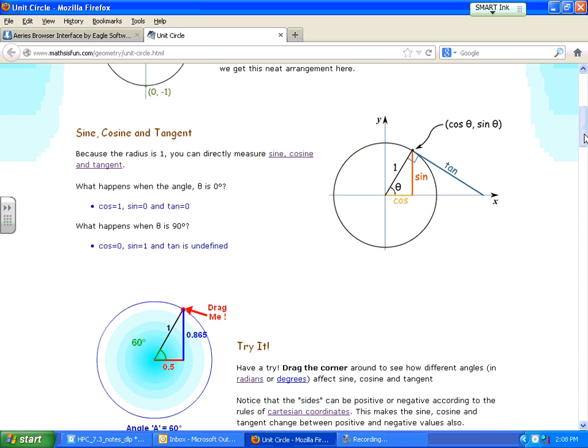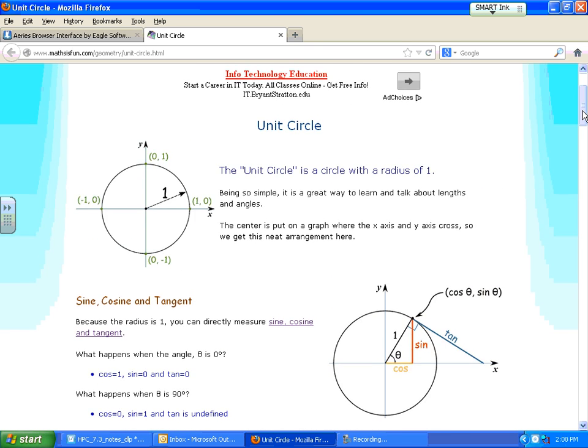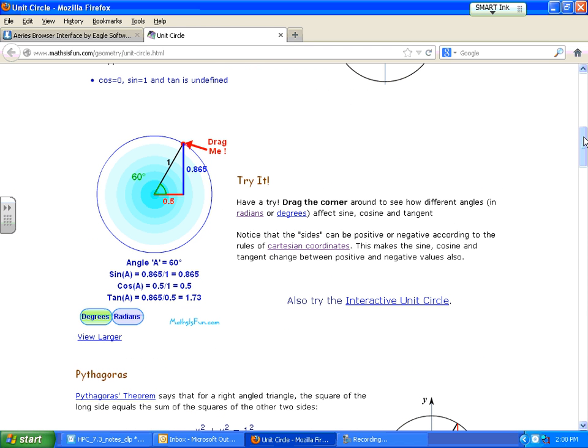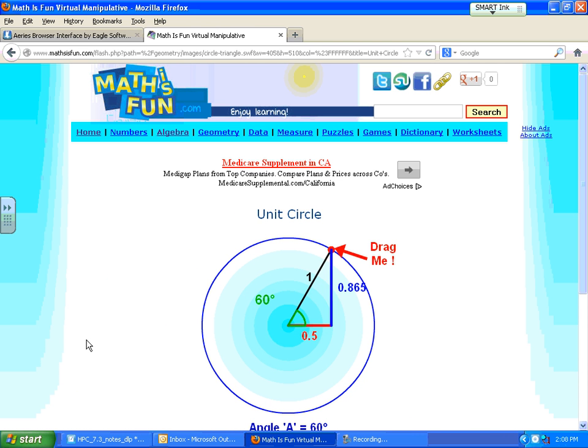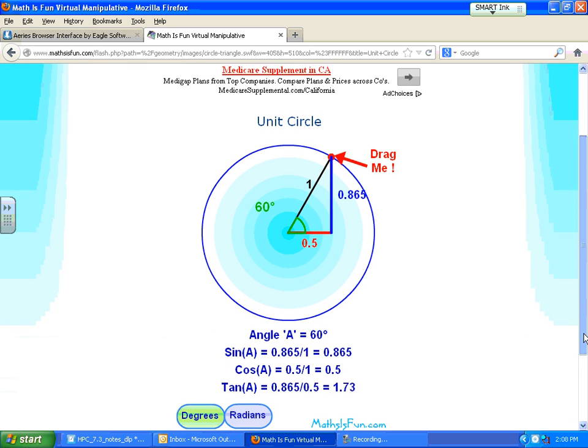Where did it go? No. Where is it? There we go. All right, so here we have, is that big enough? That's better.